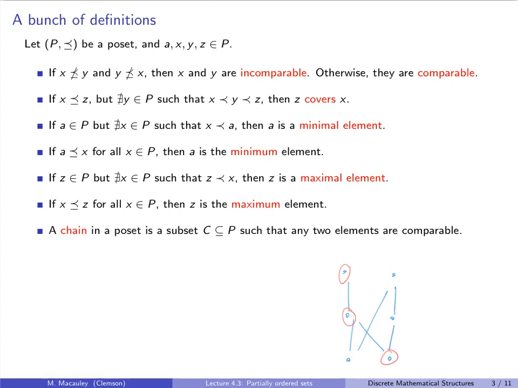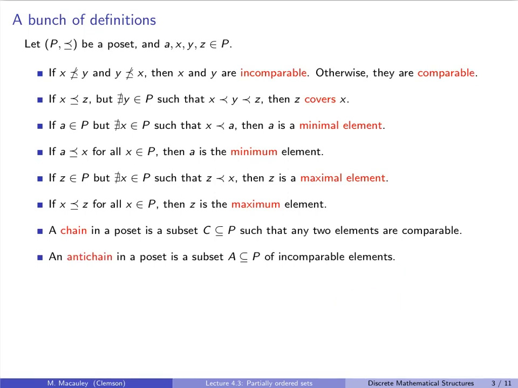There are other chains. For example, this is a size 2 chain right there. This is a size 3 chain. And also, notice that any subset of a chain is clearly going to be a chain as well.